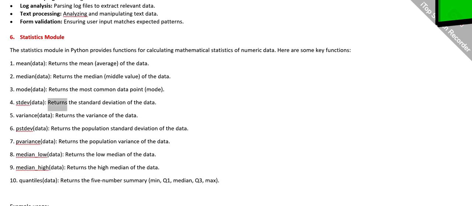4. stdev(data) returns the standard deviation of the data. 5. variance(data) returns the variance of the data. 6. pstdev(data) returns the population standard deviation of the data. 7. pvariance(data) returns the population variance of the data. 8. median_low(data) returns the low median of the data. 9. median_high(data) returns the high median of the data. 10. quantiles(data) returns the 5-number summary: min, Q1, median, Q3, max.